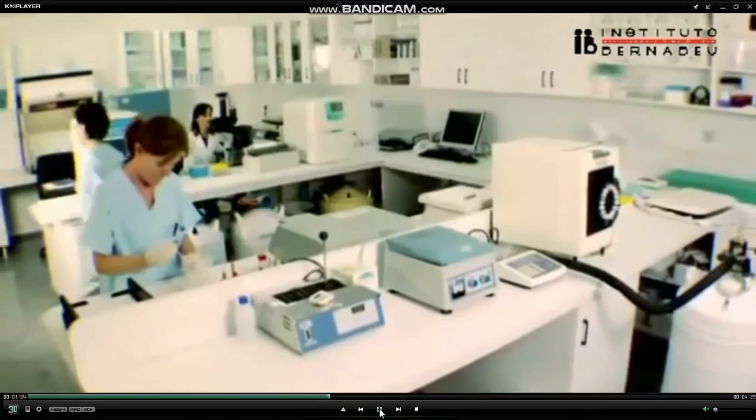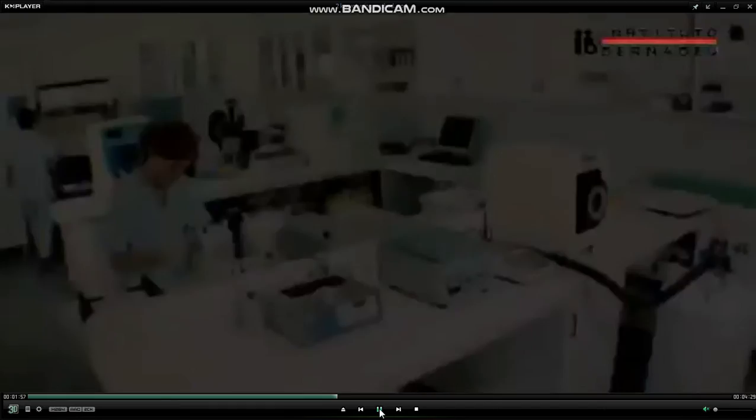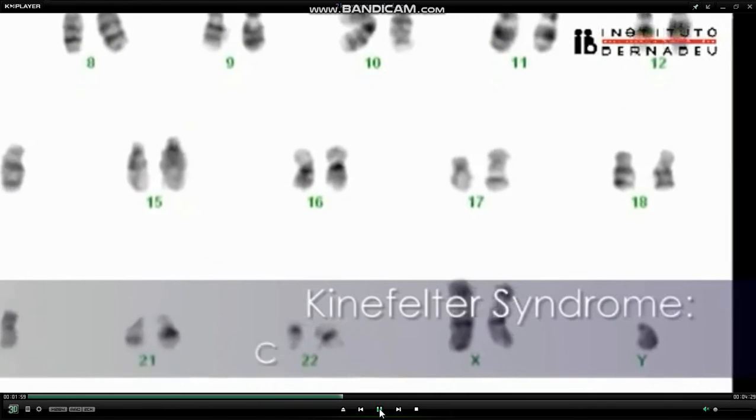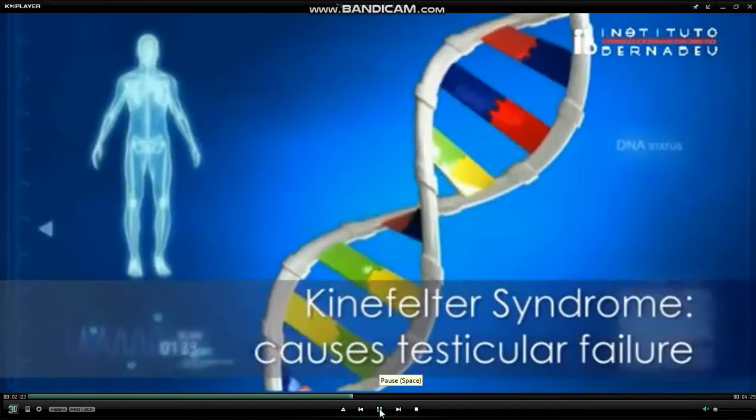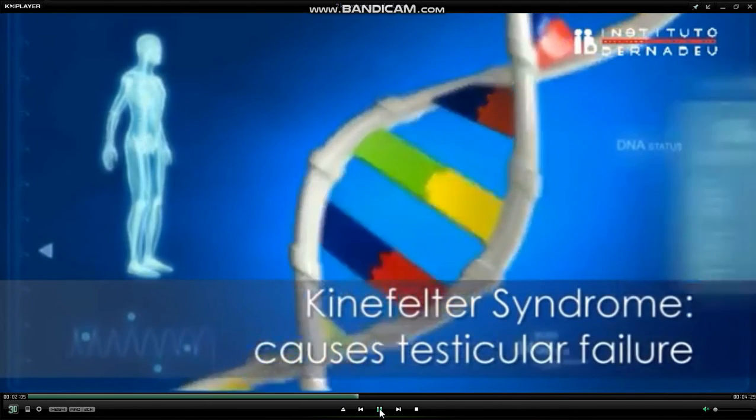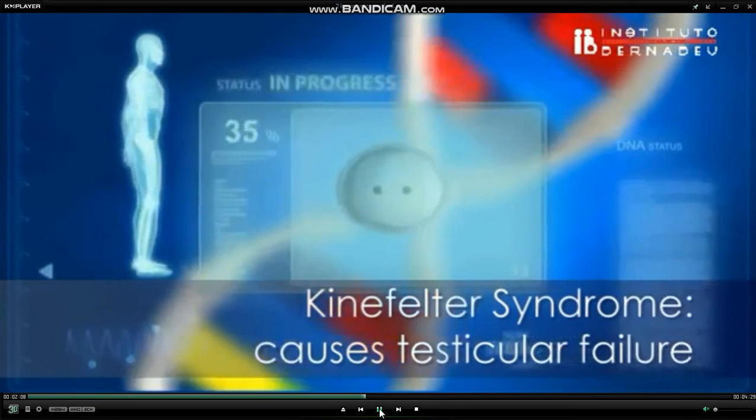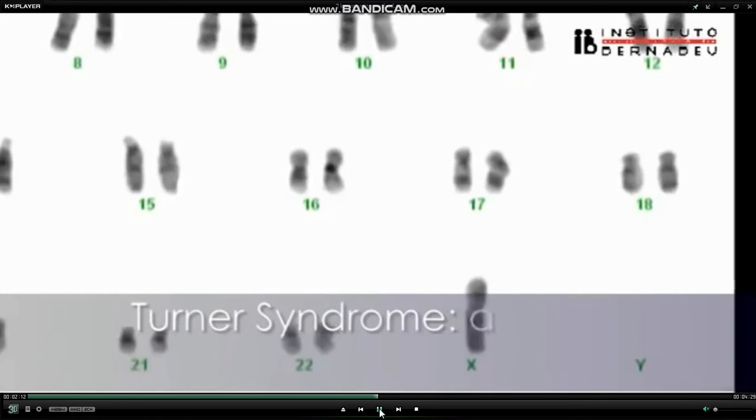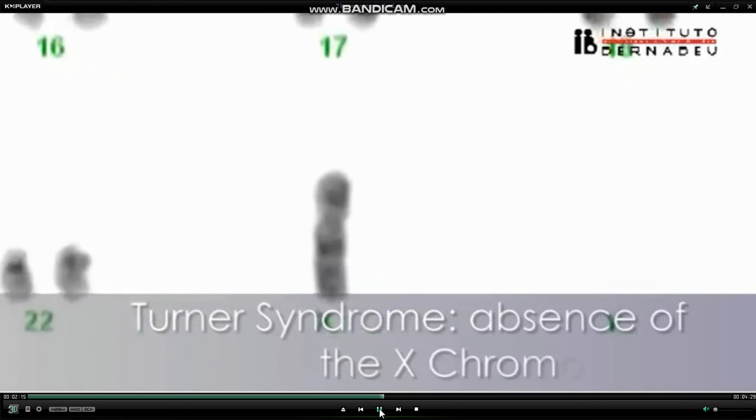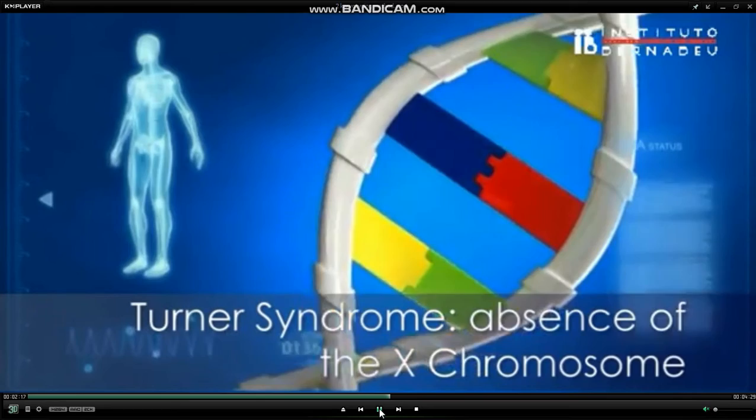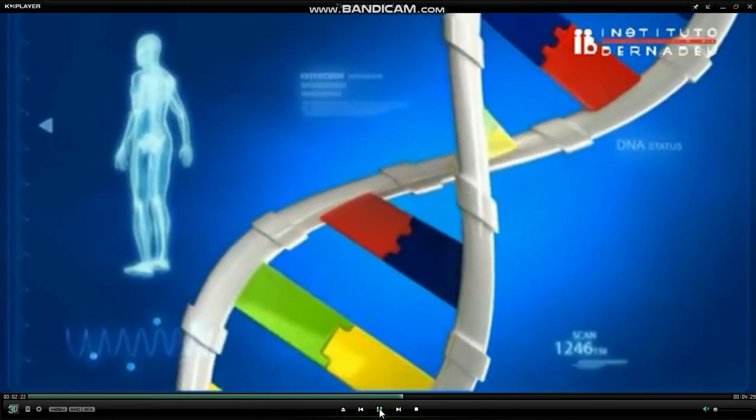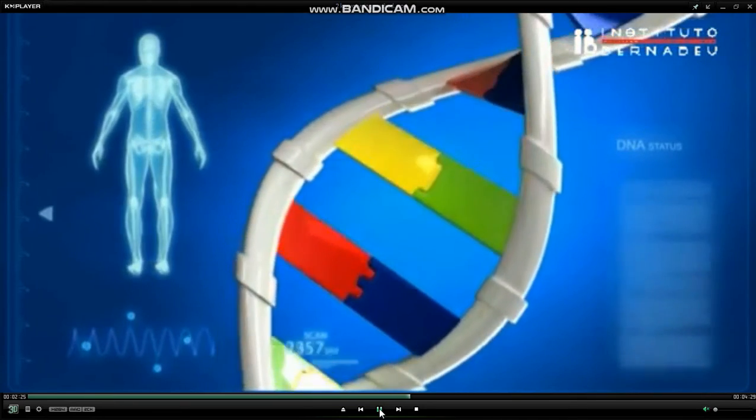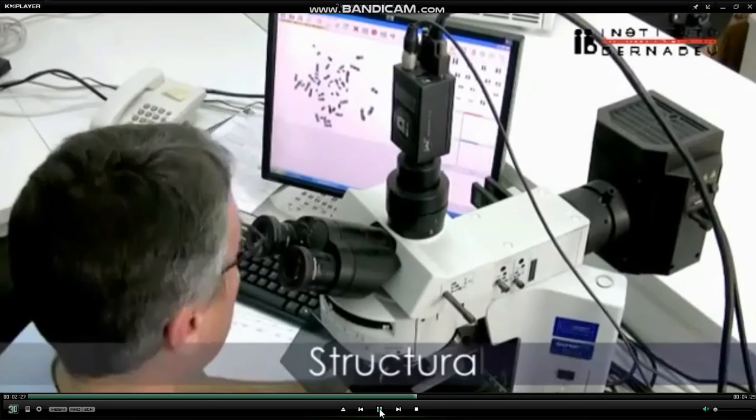So after the identification, the reports should be sent. Now there is one more, Klinefelter syndrome, a very classical case, where there is testicular failure and abnormality in the secondary as well as primary sexual characters. Then Turner syndrome, these are the common things, as you know, absence of X chromosome. So this is how we had our introduction to genomics about 50 years back.